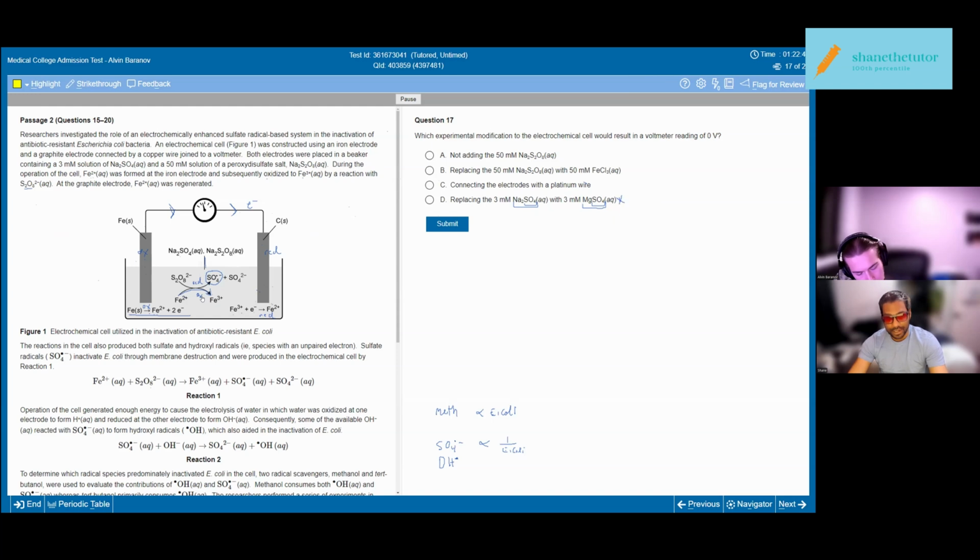C, connecting it with a platinum wire. So that's just replacing a copper wire with a platinum wire. They're both still going to be conducting electricity, so it shouldn't really matter what that wire is made of as long as it can conduct electricity. So I don't think it'll be that. B, replace the peroxydisulfate salt here with FeCl3. Now, this is a little better because if we get rid of the S2O8, which is the thing that we need to close the circuit, that's not going to be good.